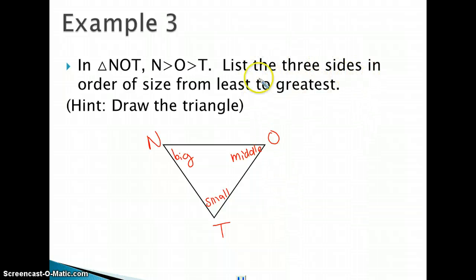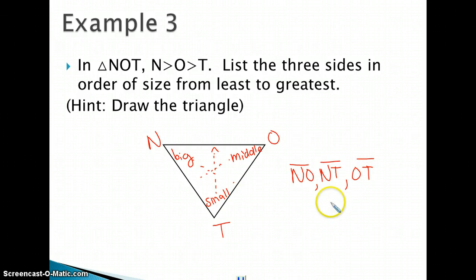We want to list the three sides in order of size from least, that means the smallest, to the greatest, which means the biggest. So across from my small angle has got to be my small side. It's segment NO. Across from my middle angle is my middle side, NT. And across from my big angle is the big side, OT. Big angle across from the big side, small angle across from the small side, middle angle across from the middle side. And that's how you're going to do a problem like that.